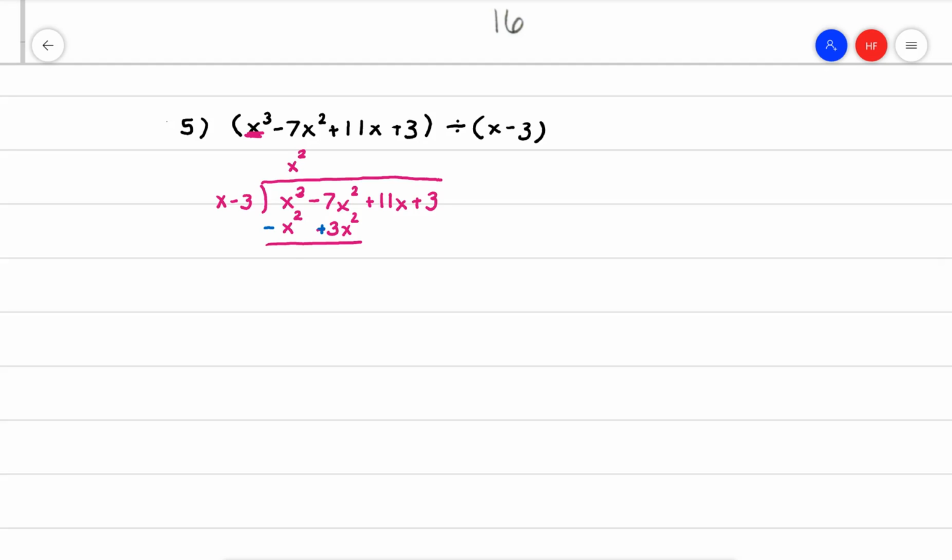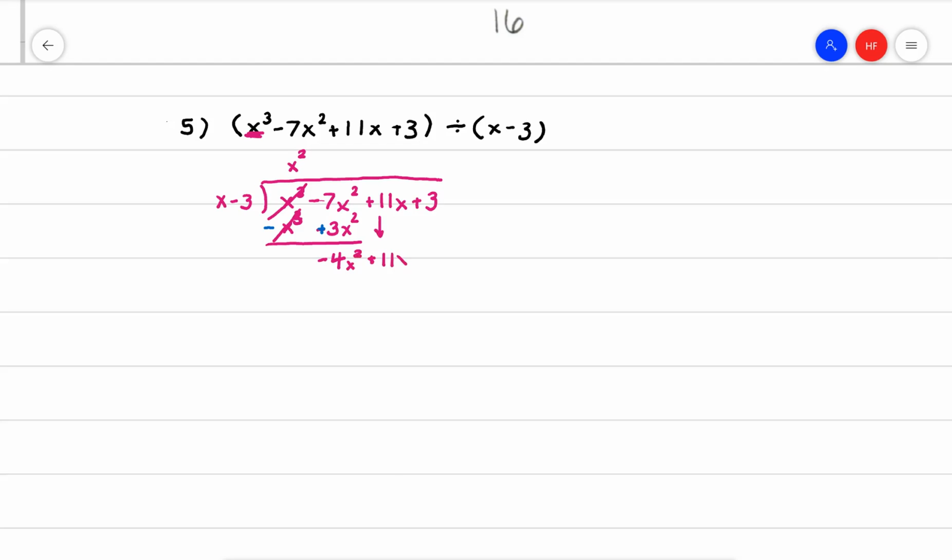x cubed minus x cubed is 0, so those two cancel. Perfect. See, that's a good way to check: am I doing this correctly? Did I multiply it correctly? Those first two should always cancel since we're dividing it straight out. So I'm dividing x cubed by x, I get x squared. When I multiply it back, they should end up canceling. And so negative 7x squared plus 3x squared is negative 4x squared.